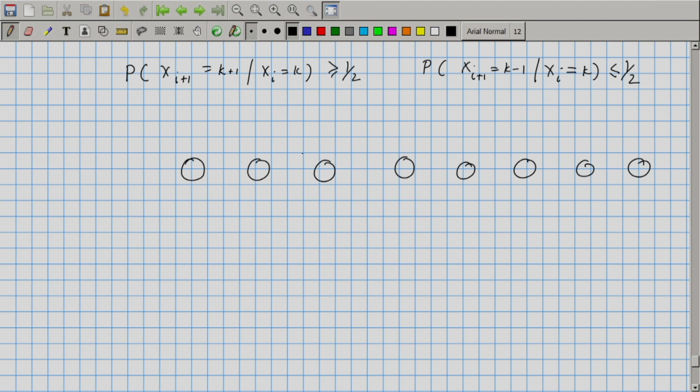So, from each step, if the value is k, it goes to k plus 1 with probability half or more than half, and it goes back with probability less than half. So, this particular random process has a tendency to move forward. What we are interested in is the following thing, xn. If you look at this random process, when does the random walk reach the value n?